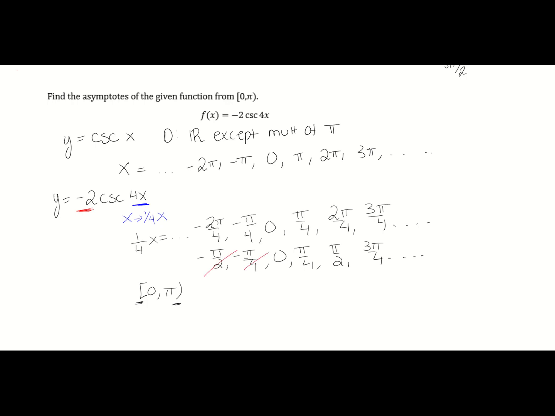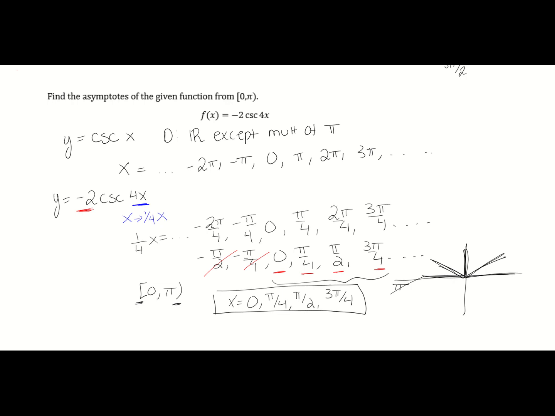So these ones are gone because they're negative. So I want to include this, this, this, and then I want to see, okay, well, this is one of the asymptotes, this is one. So they're all 45 degrees apart. So the next one would be at pi, but I don't want to include pi, so that one's out. So actually here are my 4 asymptotes. X is equal to 0, pi over 4, pi over 2, and 3 pi over 4.